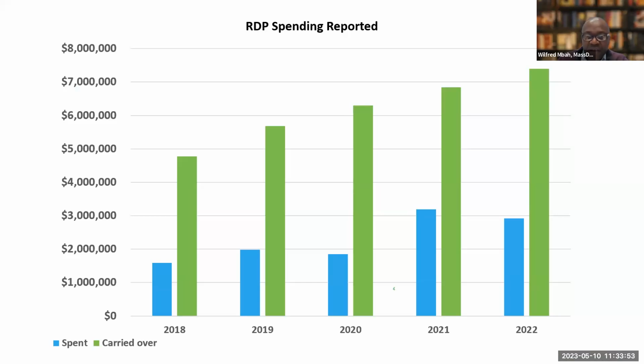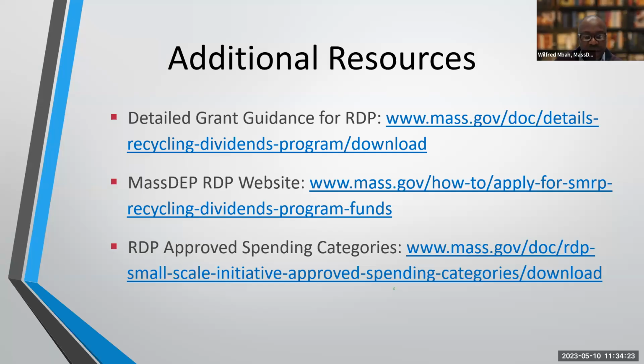As you can see, spending increased by over 1 million in 2021, partly because I made some calls, and it dropped in 2022. I said this last time, you've heard this from me before, but I want to still repeat it: please spend your RDP money. We really want municipalities to invest in their solid waste programs. Next slide, please. Here are some additional resources for you to use.